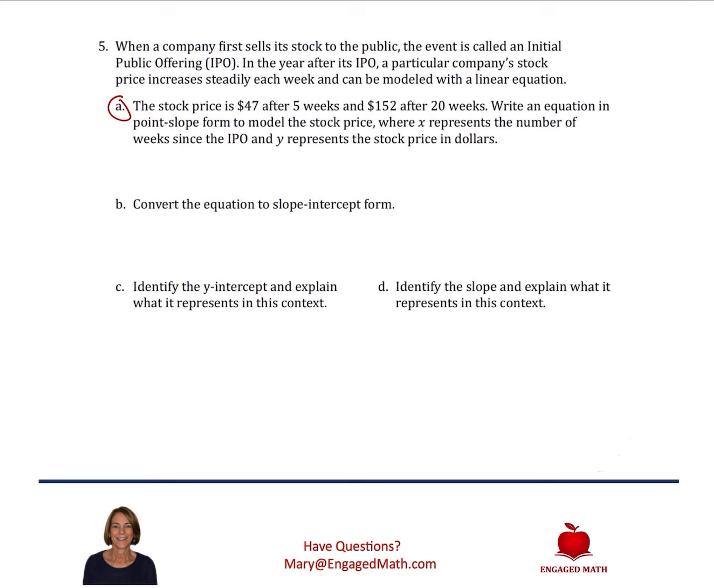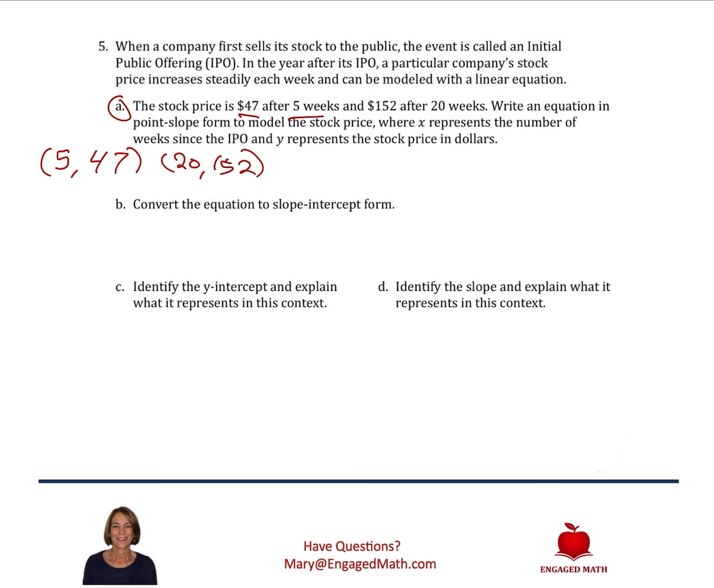The stock price is $47 after 5 weeks. What we are going to do is write this equation by coming up with 2 points, just like we've been doing in this lesson so far. The dependent variable is the price, and it's based on the independent variable, which is the number of weeks. So the x coordinate is 5, that's the input, and the output is $47. The other point we have is x is 20, and y is 152.